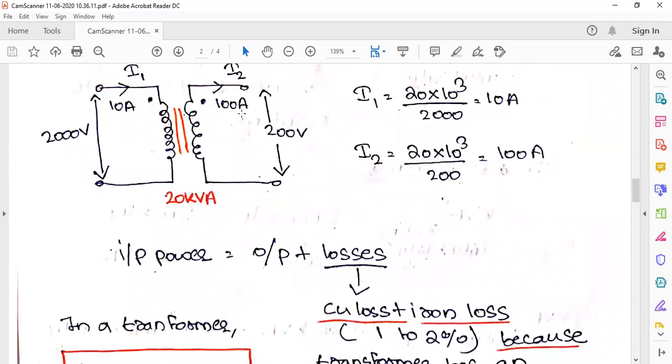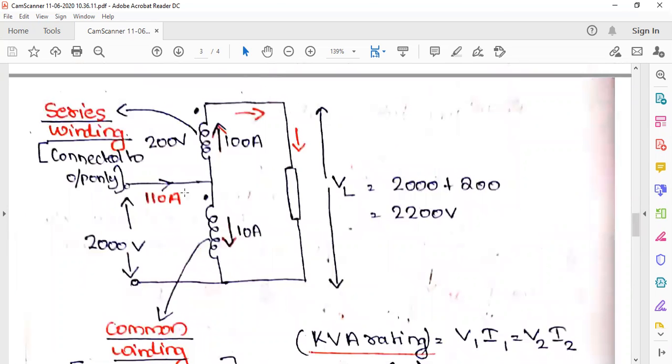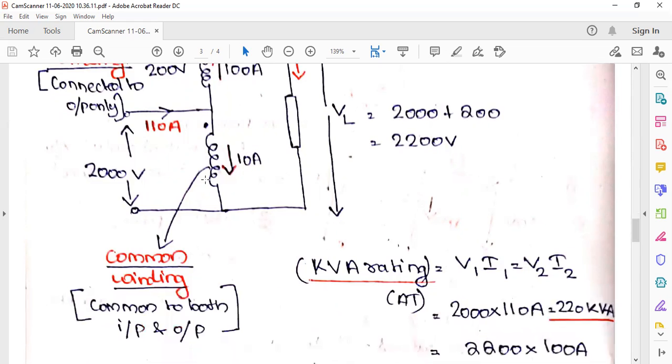So this is the 200 volt secondary, and this is the 2000 volt primary. So here this is a tapping we are making, because I already told that part of the winding is common to both primary and secondary. So this was our primary and this was our secondary. But when it comes to the auto transformer, we don't say it like primary and secondary. This will be called the common winding, because this is common to this side and this side.